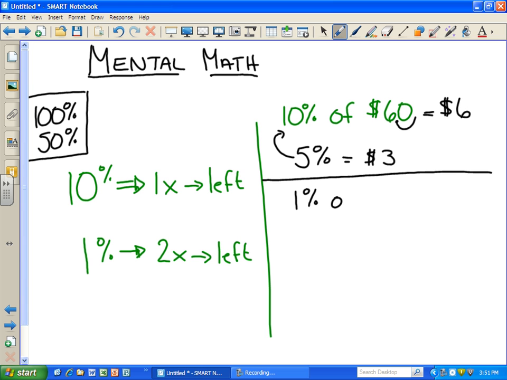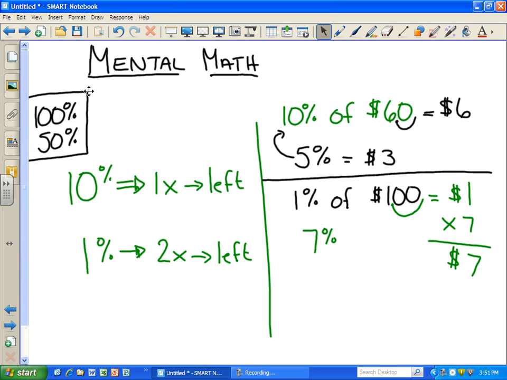1% of $100. 1% of $100 is a very small percentage. We're moving the decimal over 2 spots. 1% of $100 is $1. If I want to know 7%, if I know 1%, all I have to do is multiply by 7, which would be $7. So if I know how to find 10% and 1%, I should be able to figure out any other percentage in my head.